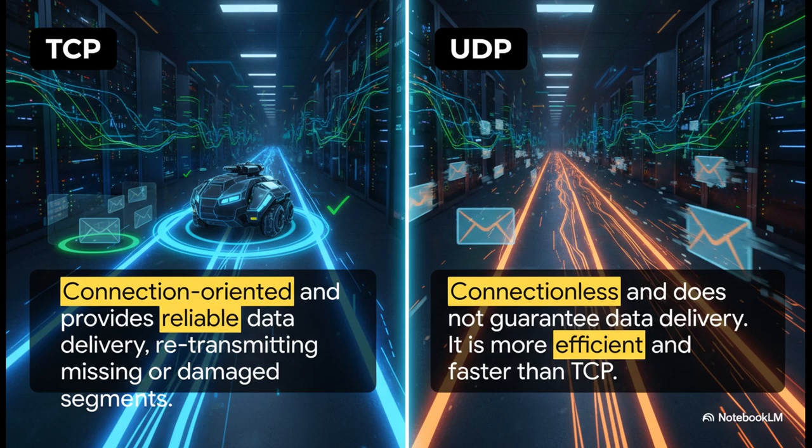But then, on the other hand, you've got UDP, the User Datagram Protocol. This is more like sending a standard postcard. It's way faster, super efficient, but there are no guarantees it'll get there. This is perfect for something like video streaming or online gaming, where losing a tiny packet of data here and there won't ruin the whole experience.